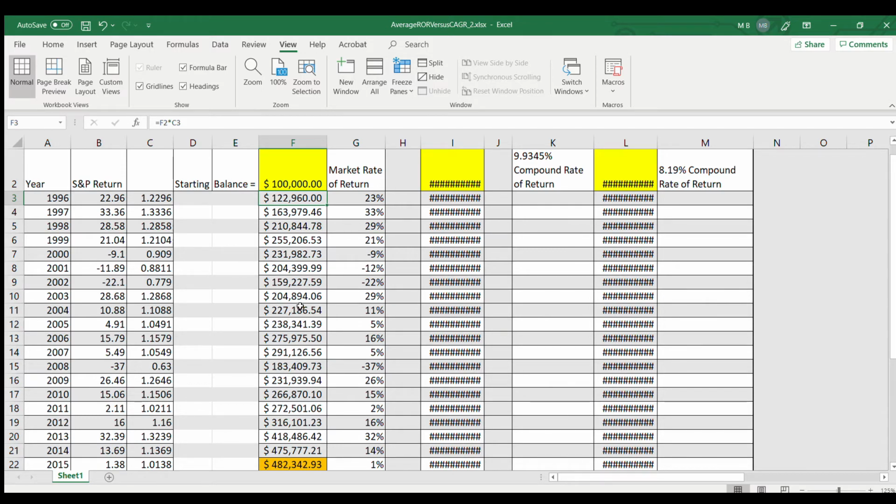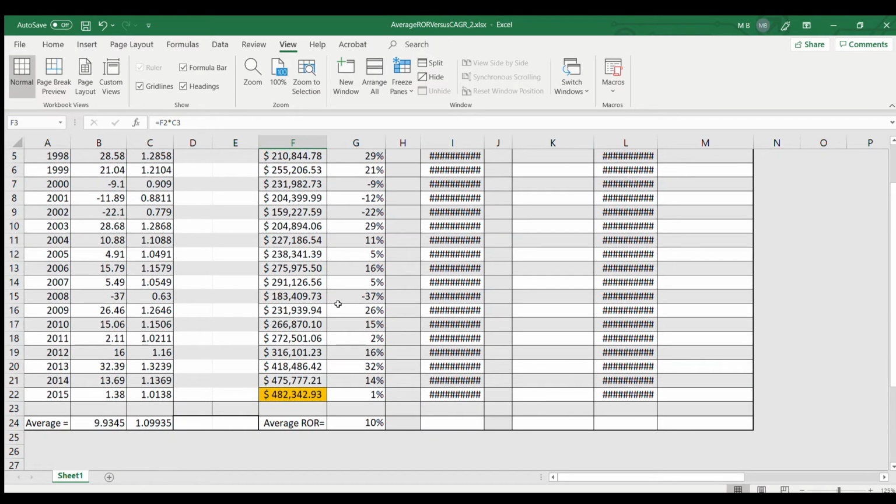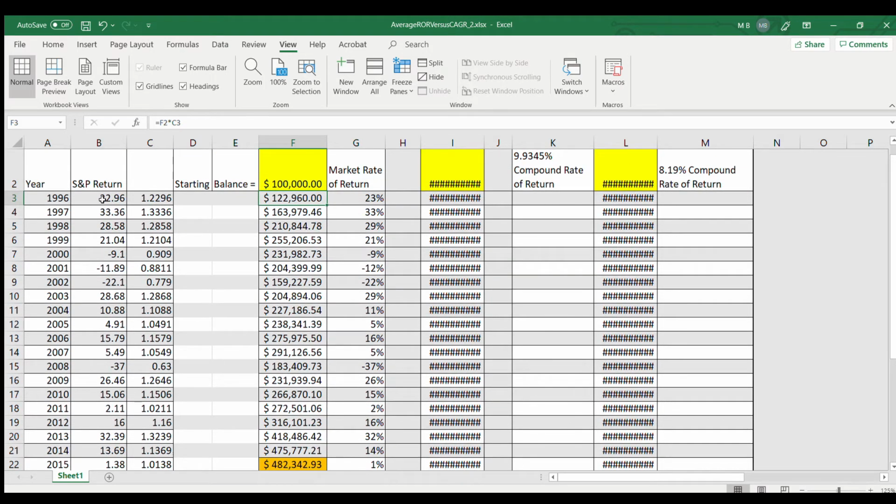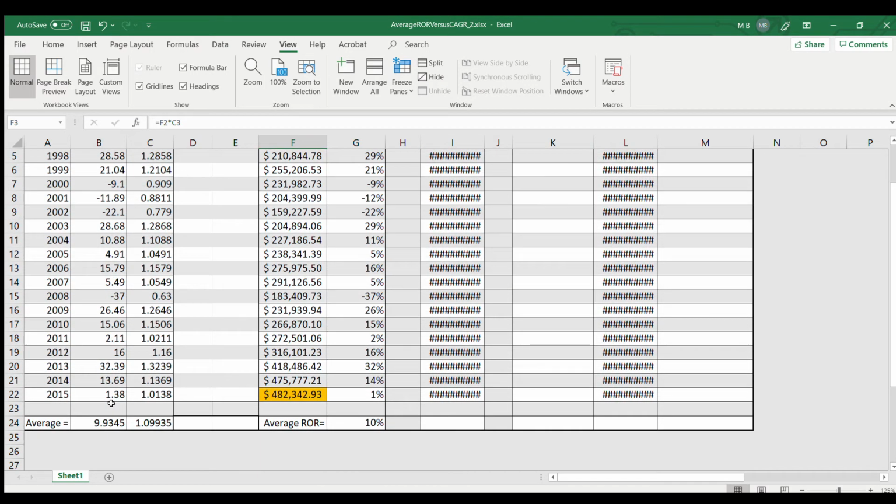And what we find is that two things happen. The first is that the average rate of return between 1996 and 2015, by my calculation, is 9.9345, which is slightly higher than the 9.85, but it doesn't matter because that still rounds to 10%, as you see. So the average rate of return is 10%.